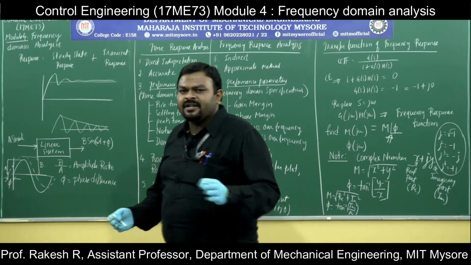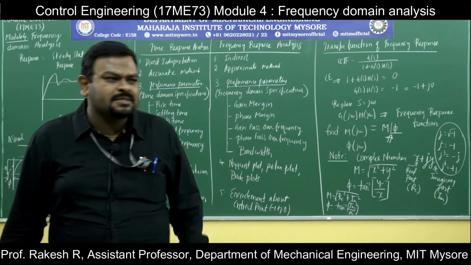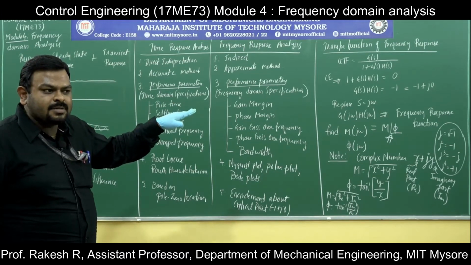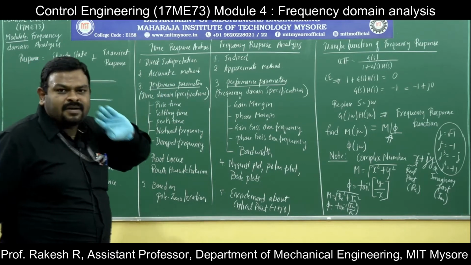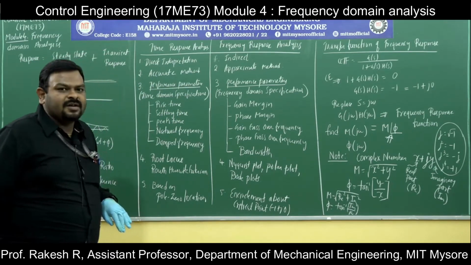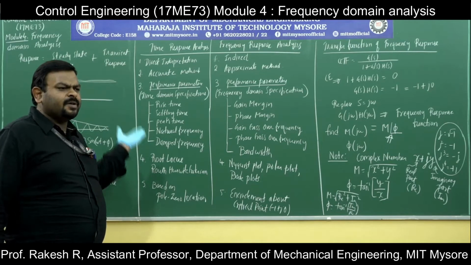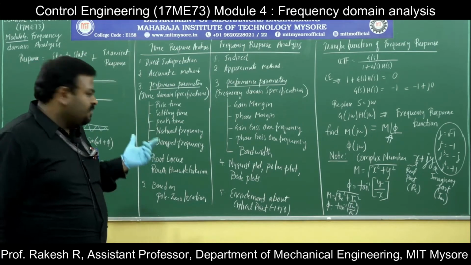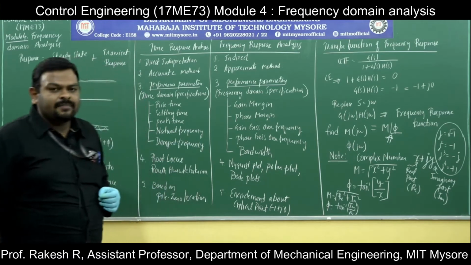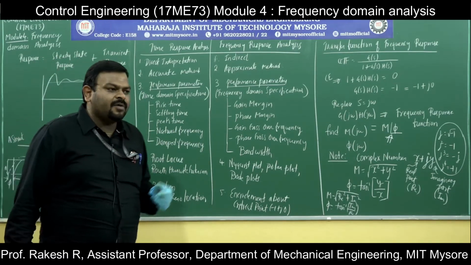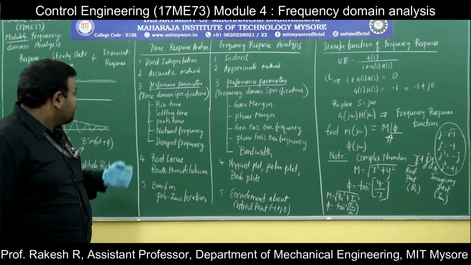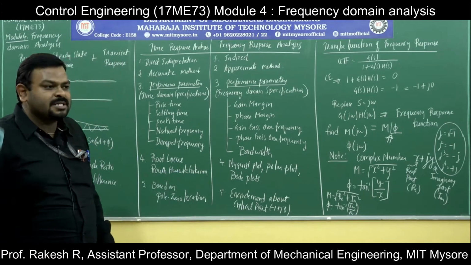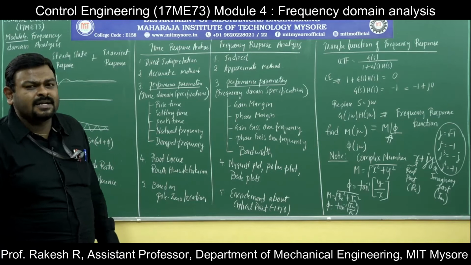And also we correlated the differences between time response and frequency response analysis. In time response analysis, interpretation is direct; here it is indirect. Time response analysis is an accurate method; this is an approximate method since graphical methods are involved. Number 3 is performance parameter: here time domain specification, in frequency it is frequency domain specification. Then root locus and Routh-Hurwitz criteria are the methods for time response analysis. Here Nyquist plot, polar plot, Bode plot are the methods. Time response analysis is based on pole zero location, but frequency response analysis is based on encirclements about the critical point minus 1 plus j0.